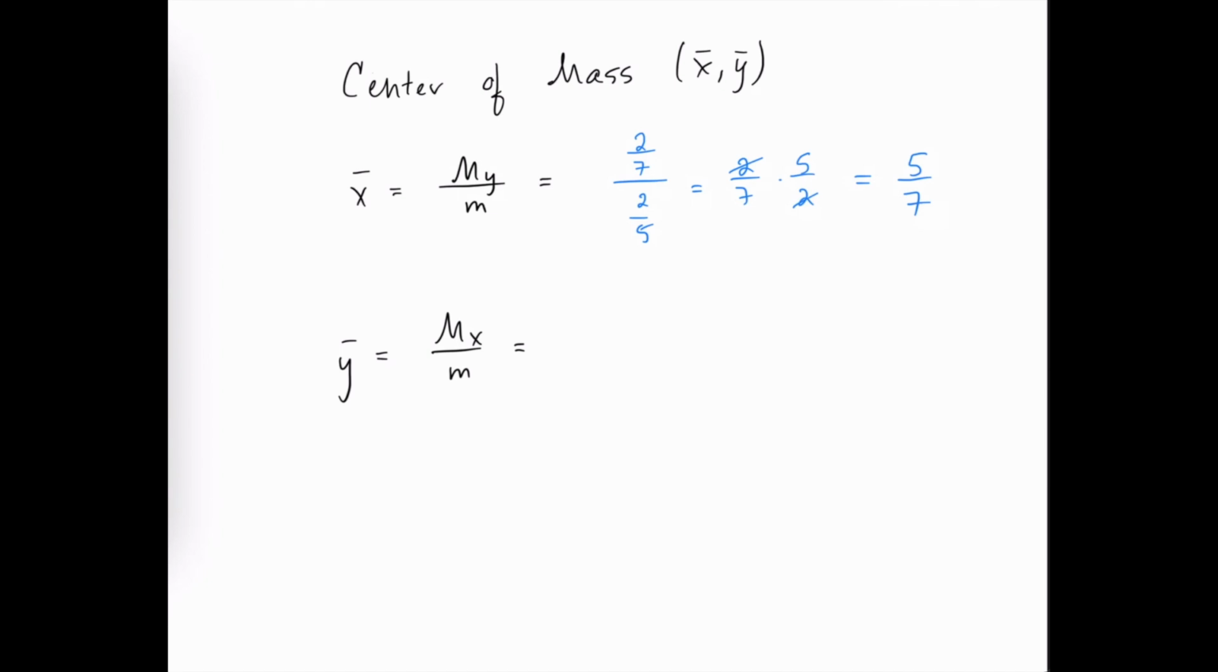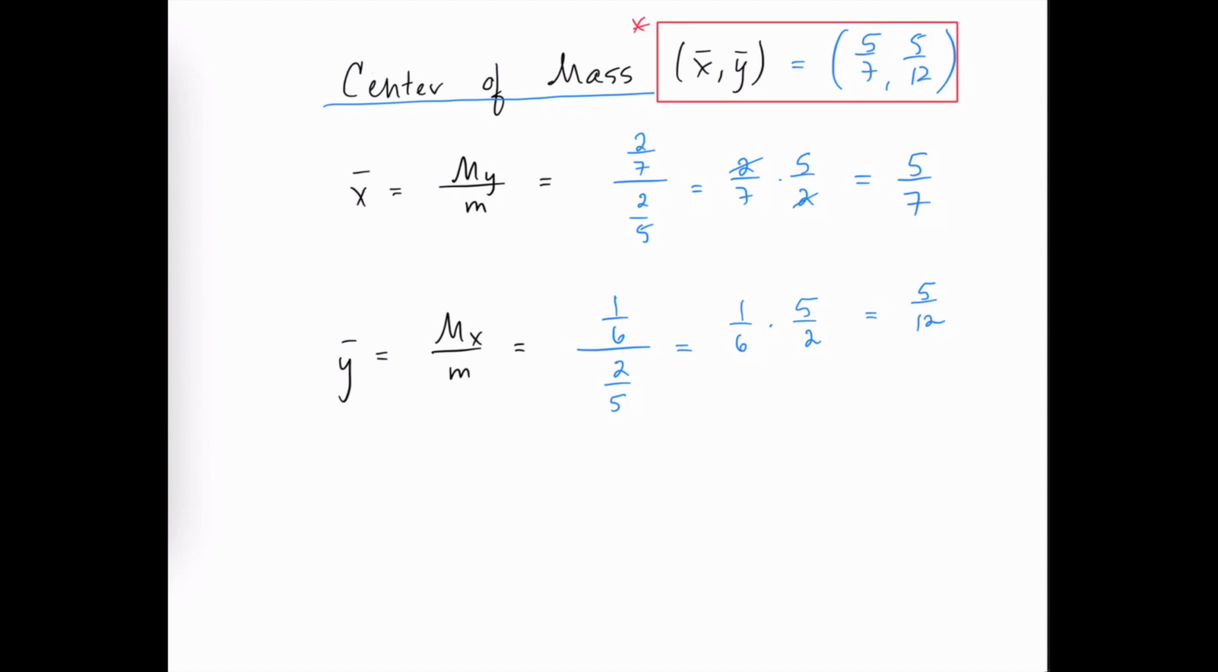We calculated the tendency to rotate about the x-axis to be 1/6, and again the total mass of the system was 2/5, and so this turns out to be 5/12, and take these together to get the ordered pair 5/7 and 5/12, which is the center of mass of this thin plate.